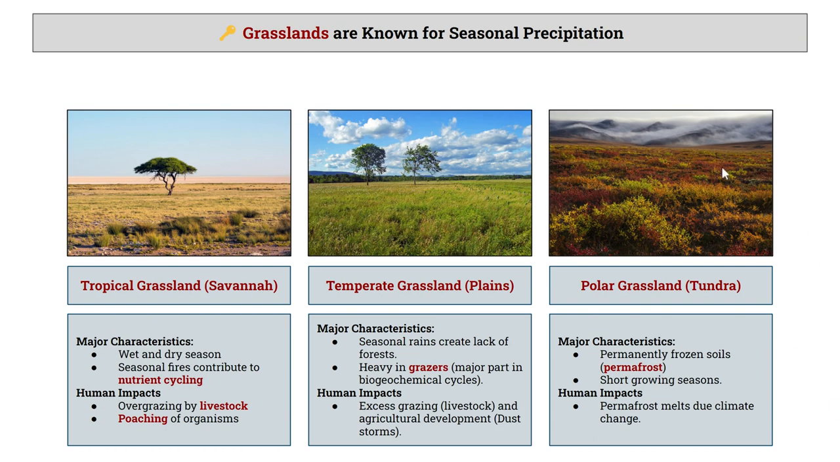Now, the second major group of biomes are going to be grasslands. Grasslands are known for their seasonal precipitation. So if you have rain part of the year and a dry season in the other half, you're going to be categorized as a grassland terrestrial biome. If you have a grassland that is near the equator, we refer to it as a savanna. So think of like Lion King, so you have things like lions and elephants and giraffes.